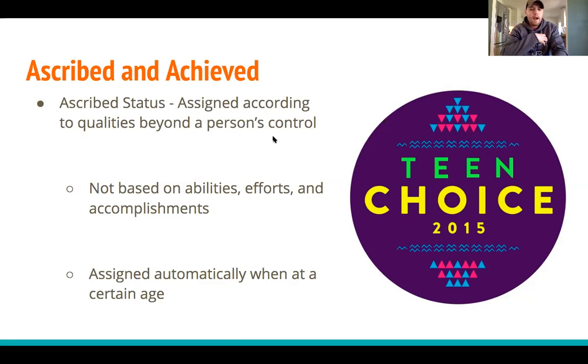Like I said, I cannot control my race, okay? So this status that I have of a white male, I did not earn. It was not based on my ability or my effort or something that I accomplished, but it is a status that I occupy nonetheless, okay? So that would be two very quick examples of ascribed status.